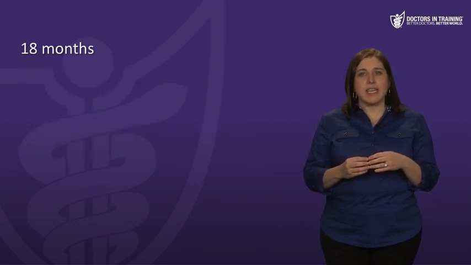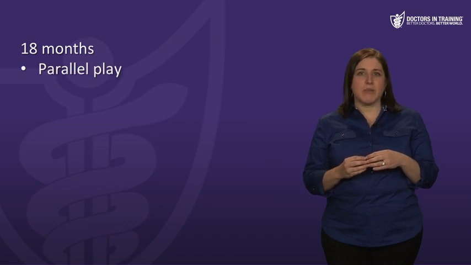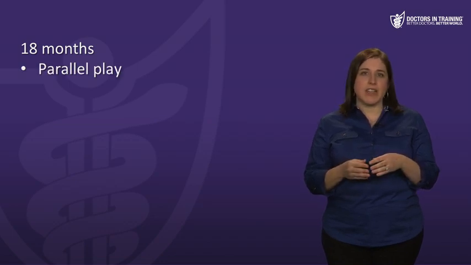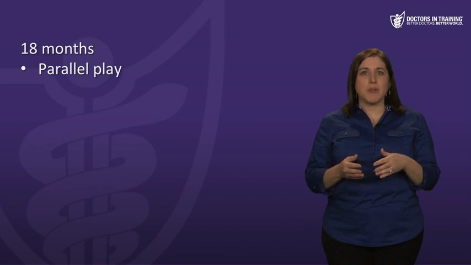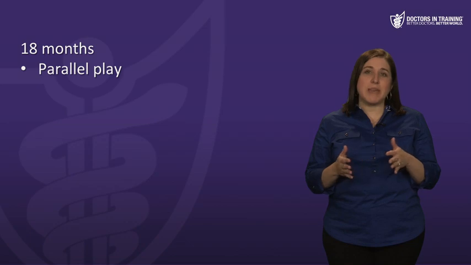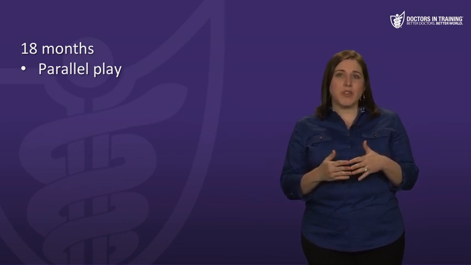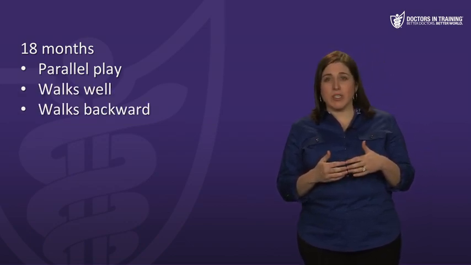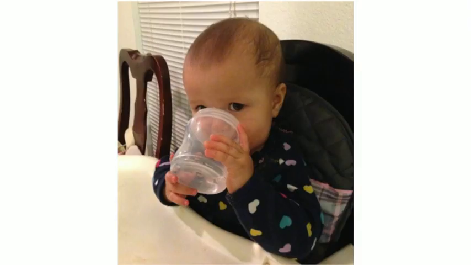At 18 months, they exhibit what is called parallel play, which means if you put 2 18-month-olds together in a pile of dolls, they may both play independently with the dolls, but they aren't really playing with each other. They're playing in parallel. For gross motor, they can walk well and can walk backwards. They can make a tower of 4 blocks, and they can use a cup and a spoon.